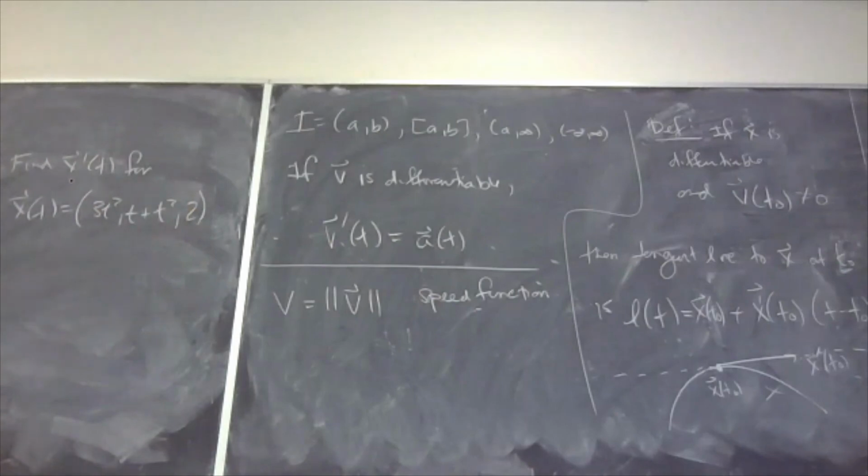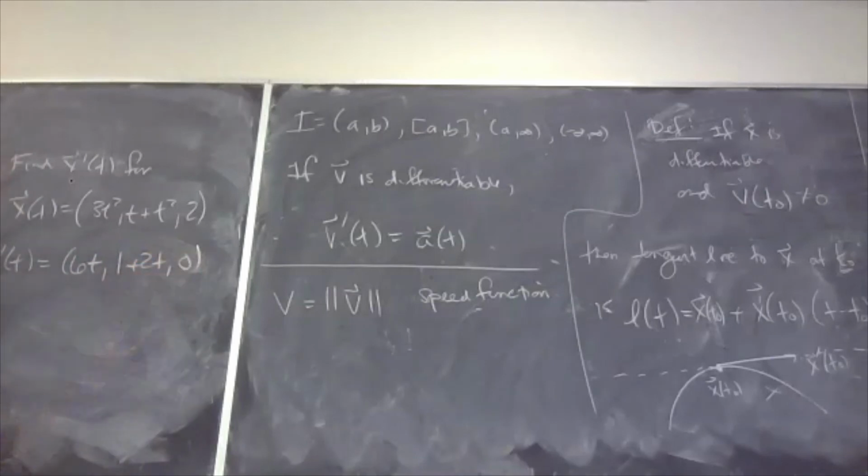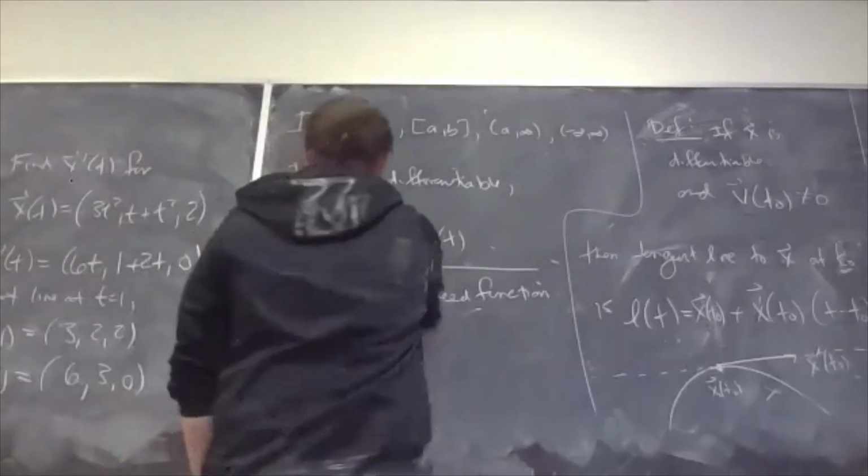Just to remind you, when you're computing derivatives of vector valued functions in one variable, you just take derivatives of all the bits. If you wanted to compute a tangent line at a particular point, so if you want to compute the tangent line at t equal to 1, you need to know x of 1, which is (3, 2, 2). You need to know x prime of 1, which is (6, 3, 0).